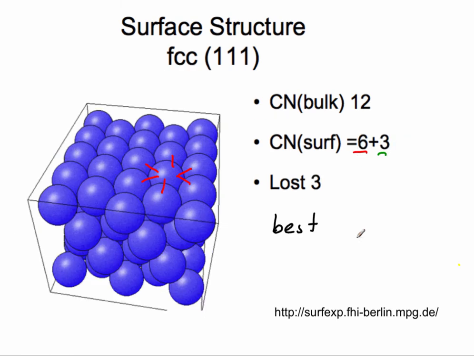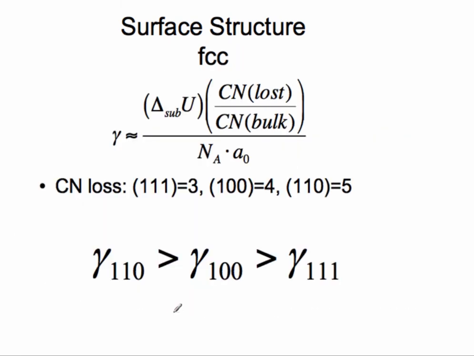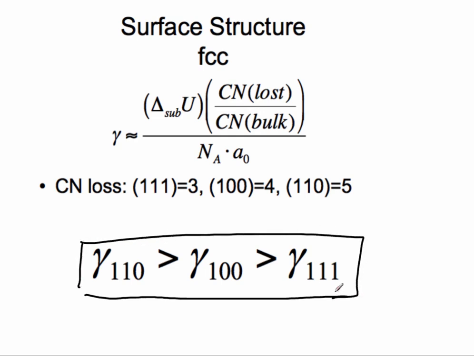To summarize that, this was close packed, we lost fewer bonds, only 3. Here we lost 4, and in the 1,1,0 one we lost 5. So we expect that the amount of bonds that we've broken is going to be proportional to the surface energy. So we know that qualitatively we will have this trend for FCC. We'd have to go through this analysis separately for every different type of crystal structure.